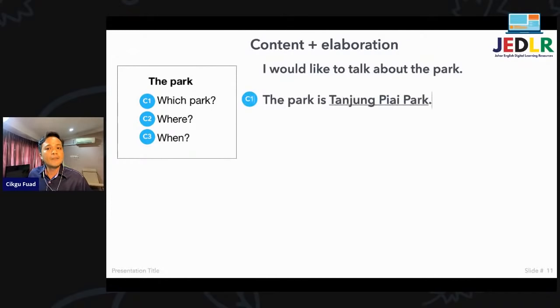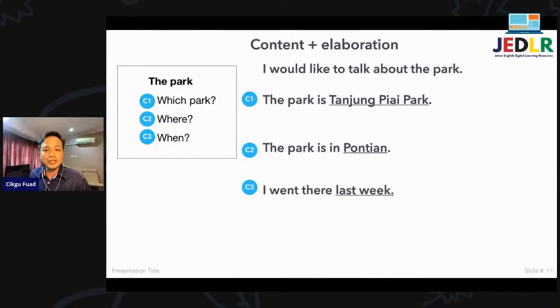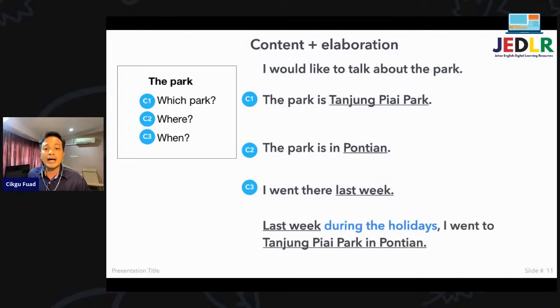C1, the park is Tanjung Piai Park. Very direct. So you got C1 for mark. The park is in Pontian. So you get point number 2 for where. And for content point number 3, I went there last week. That answered the question when. So if you write these 3, very simple, you'll get 3 marks. You can also combine all the 3 points. For example, last week, during the holidays, I went to Tanjung Piai Park in Pontian. So you will also get 3 points for this.